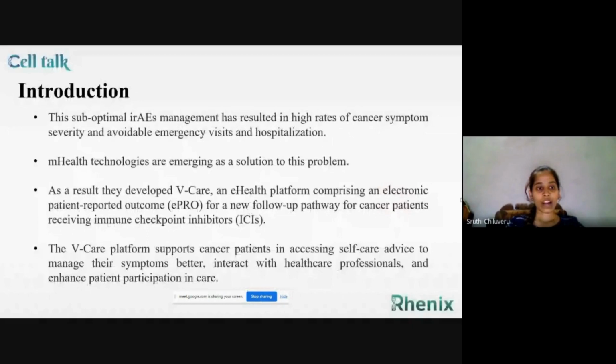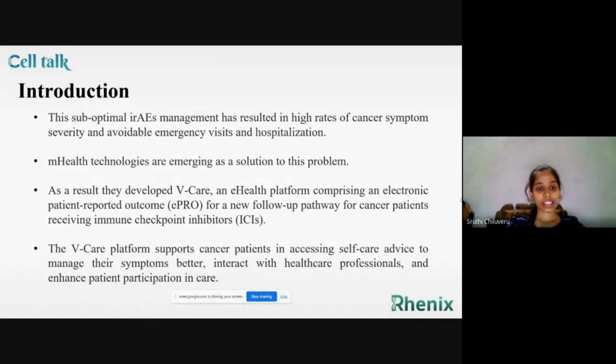Suboptimal immune-related adverse events management has resulted in high rates of cancer symptoms, severity, and avoidable emergency visits and hospitalization. To eradicate this problem, mHealth technologies are emerging as a solution.